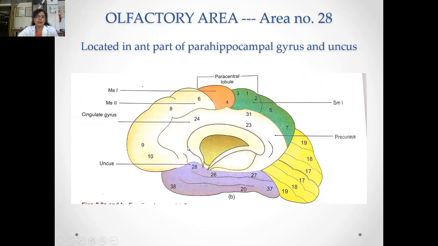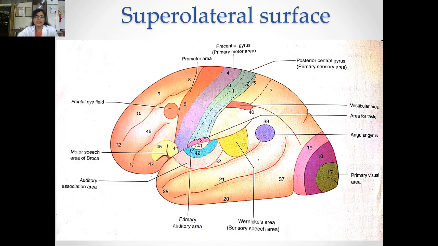So this is about the various functional areas of the cerebral cortex, and it mainly consists of the motor area, that is area number 4, present in the precentral gyrus; the primary sensory area, present in the postcentral gyrus in the parietal lobe behind the central sulcus; then the visual area, present in the occipital lobe, that is areas 17, 18, 19, mainly on the medial surface, and it also extends onto the superolateral surface.